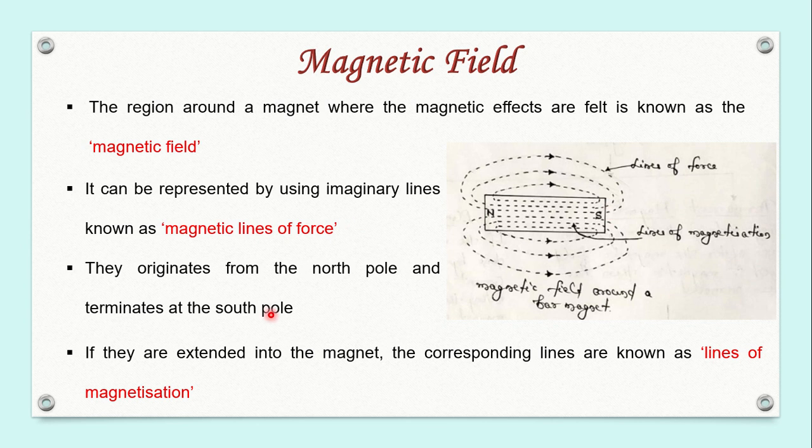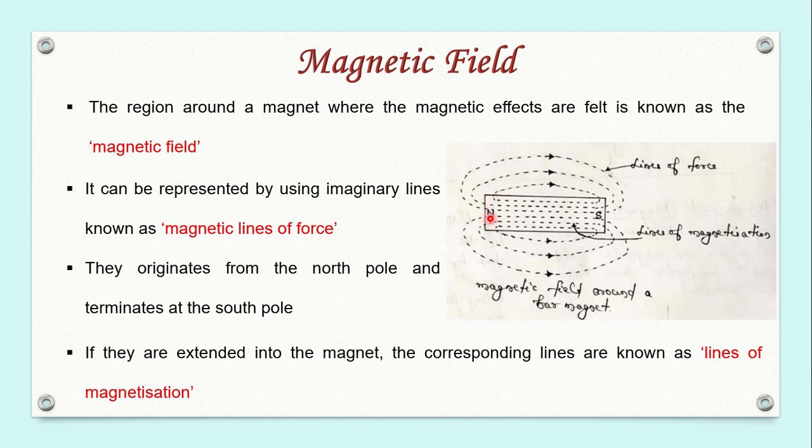Now, if we extend the magnetic lines of force into the magnet like this, the corresponding lines obtained are known as lines of magnetization. So this is a magnetic line of force, and if it is extended into the magnet, the corresponding line obtained, that is this line, is known as a line of magnetization. And we can see the line of force as well as the line of magnetization together form a closed loop, and this loop is known as a line of induction.